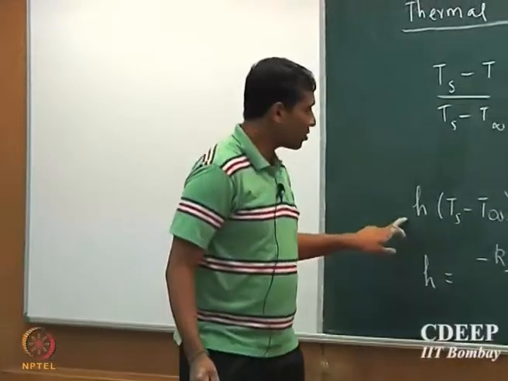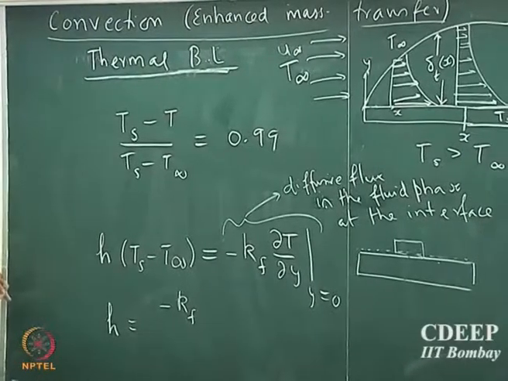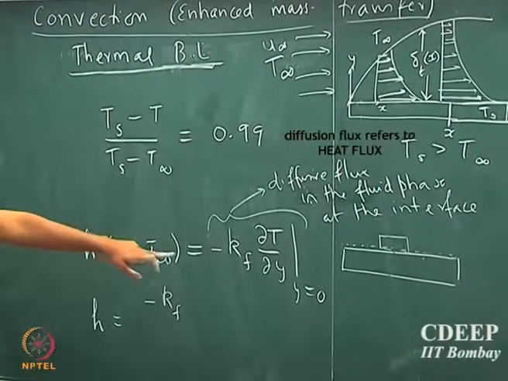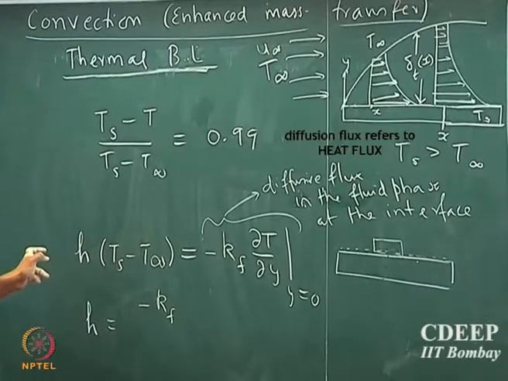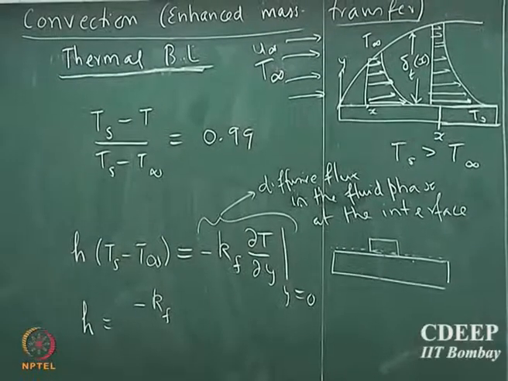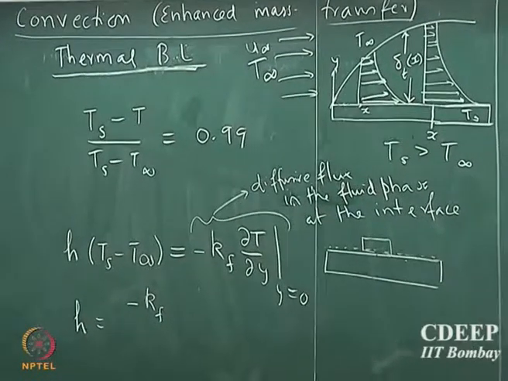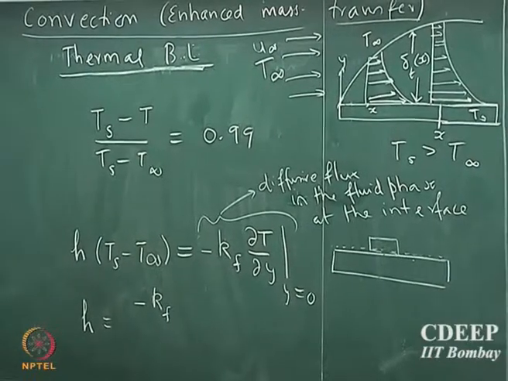Fluxes are equal. This will be equal to minus k into dT/dy in the solid phase. It will be equal. The gradients will be different. Be careful. The conductivities are different. So the gradients will be different, but the flux will be equal. No. Gradients will not be equal, because these are completely different objects.